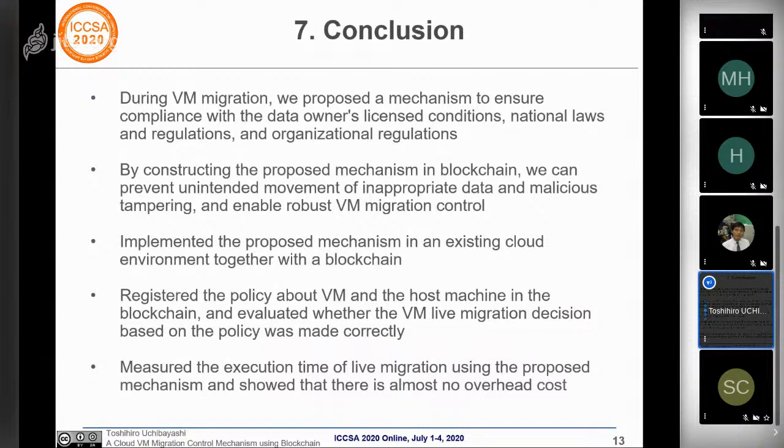We implemented the proposed mechanism in our existing cloud environment together with the blockchain. We registered the policies about the VM and the host machine in the blockchain and evaluated whether the VM live migration decision based on the policy was made correctly. We measured the execution time of live migration using the proposed mechanism and showed that there is almost no overhead cost.